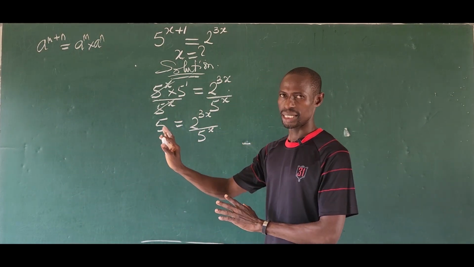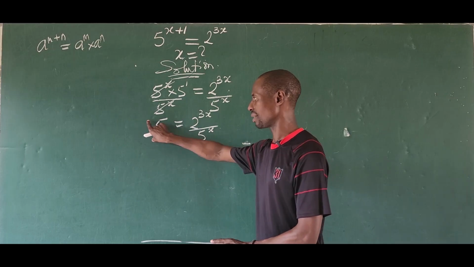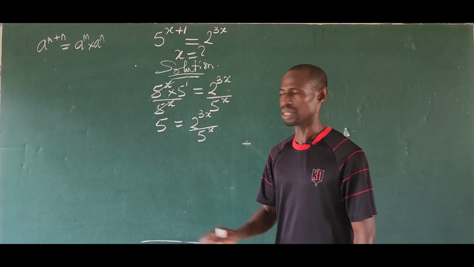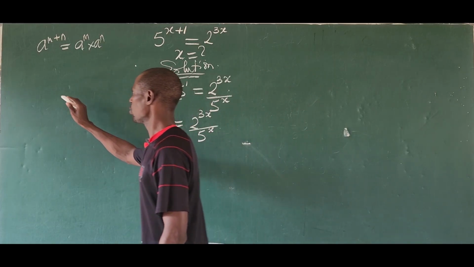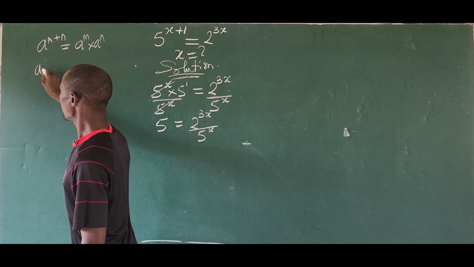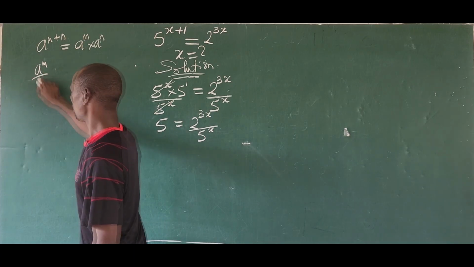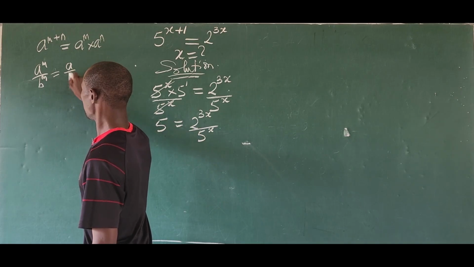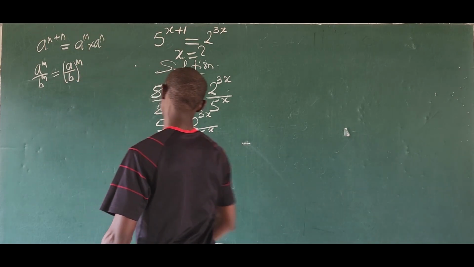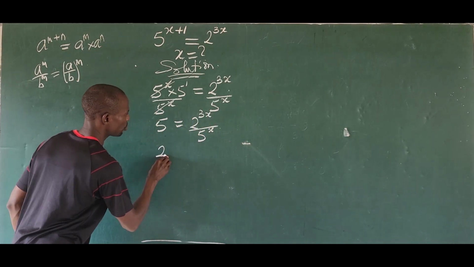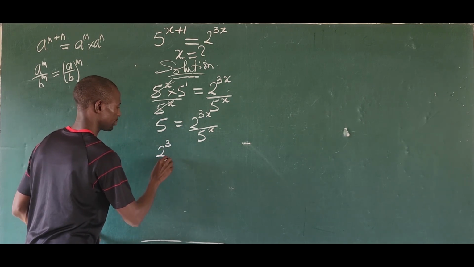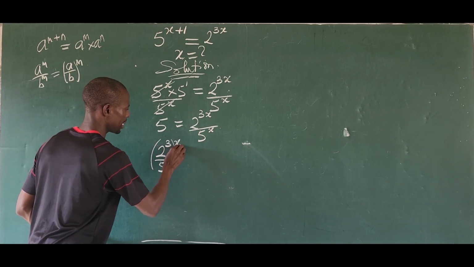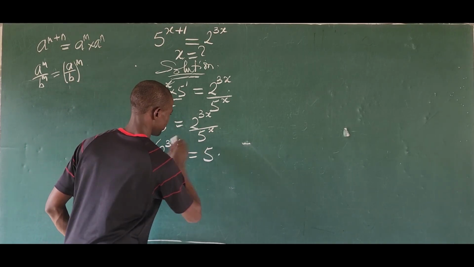Let's turn this expression in other words. Let's move this to this side, move this to this side, and rewrite these powers here. We know that if you have a to the power of m all over b to the power of the same exponent, this is a all over b all raised to the power of m. So if we rearrange, we're going to have here 2 to the power of 3 all over 5, all raised to the power of x, is equal to 5.